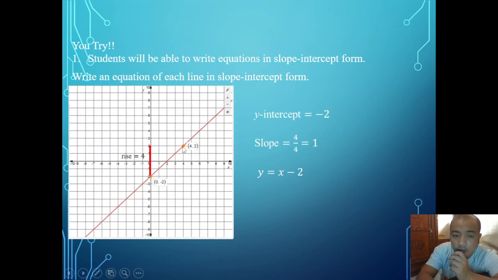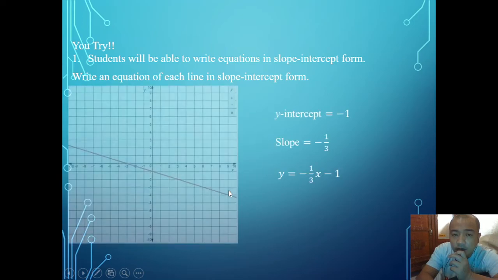You can also use the point 4, 2. So the rise is 4, run is 4. So the same still. You can also use the 2, 0 point.